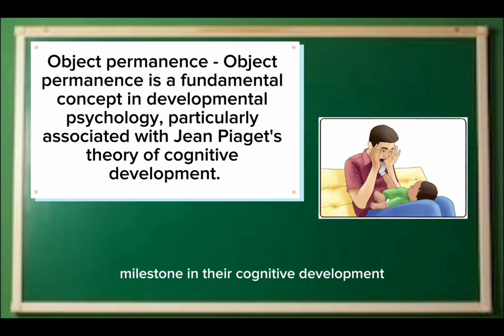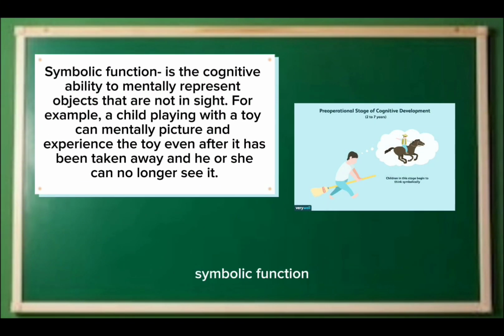This understanding typically develops in infants around the age of 6 to 8 months, marking an important milestone in their cognitive development. Symbolic function. In Piagetian theory, it is the cognitive ability to mentally represent objects that are not in sight. For example, a child playing with a toy can mentally picture and experience the toy even after it has been taken away and he or she can no longer see it.